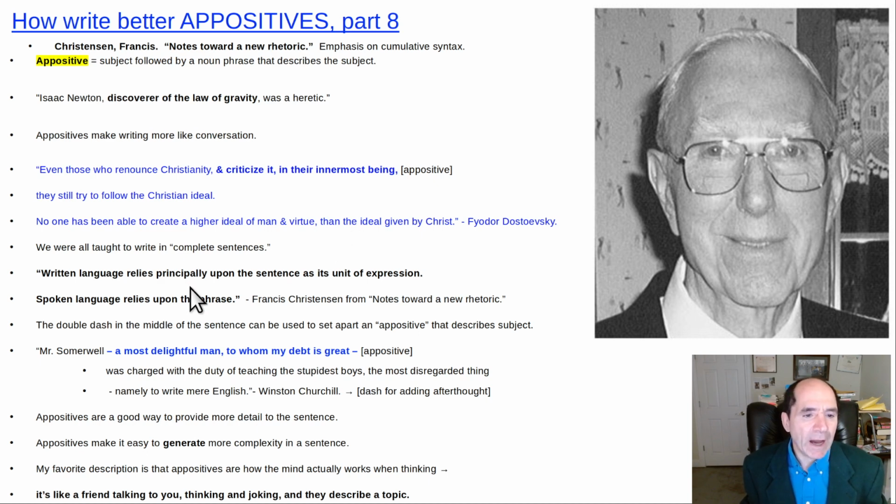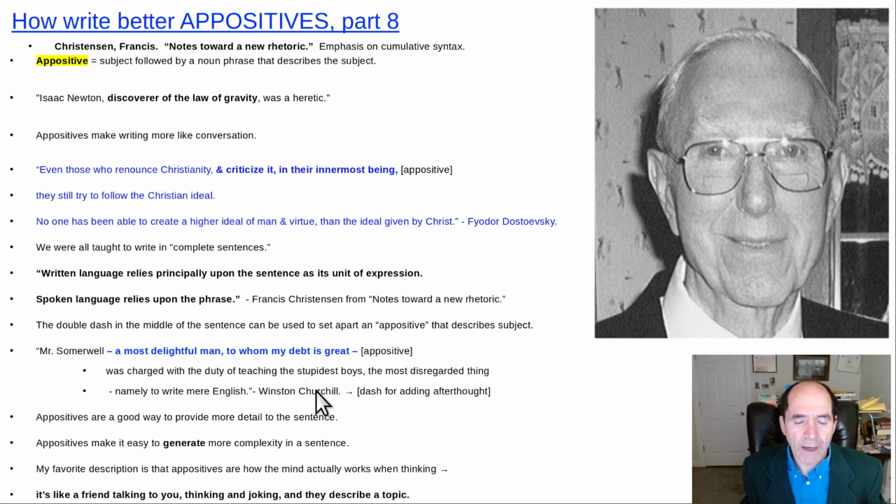And we're taught to write in complex sentences, but Francis Christensen made one clever statement after another about writing in the English language. He said, written language relies primarily on the sentence as its unit of expression, but a spoken language relies upon the phrase. So, yeah, we speak in these little intonation units.